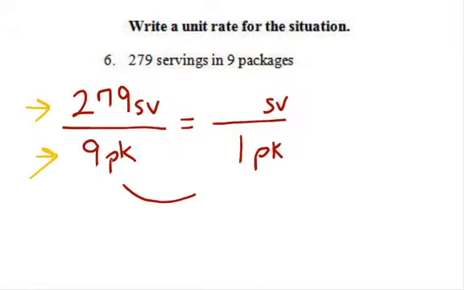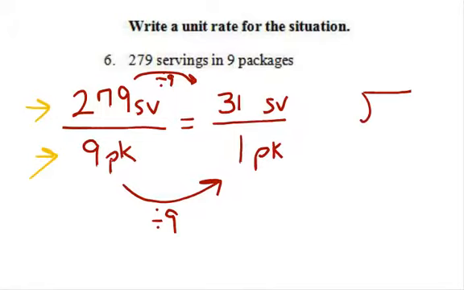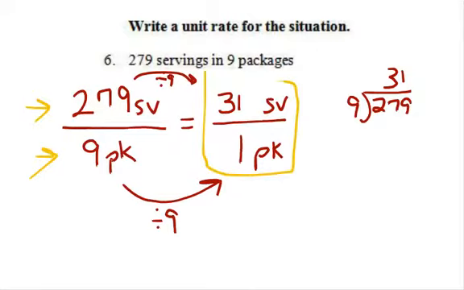We want to know how much is it to 1 pack. 9 to 1, divide by 9. So I divide the top by 9, and I get 31. If you need to, you go off to the side. 279 divided by 9. I know 9 goes into 27 three times, and 9 goes into 9 once. So it's 31 servings for 1 pack. This is your unit rate.